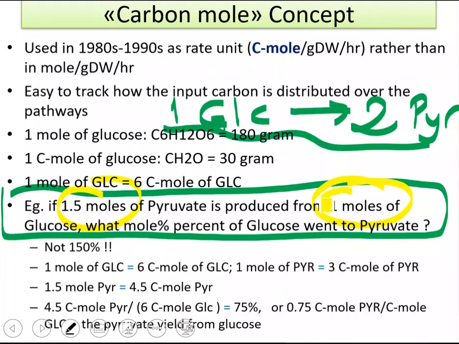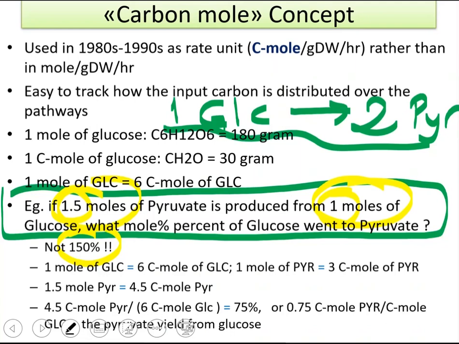By looking at those numbers, 1 and 1.5, you cannot make an easy guess. You cannot say that 150% went there. That's not possible, right? There is this mass balance concept. So the output cannot be more than the input.